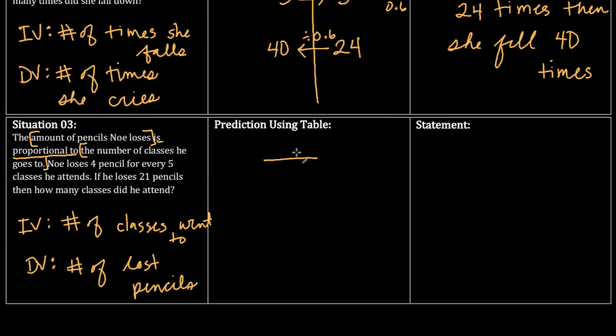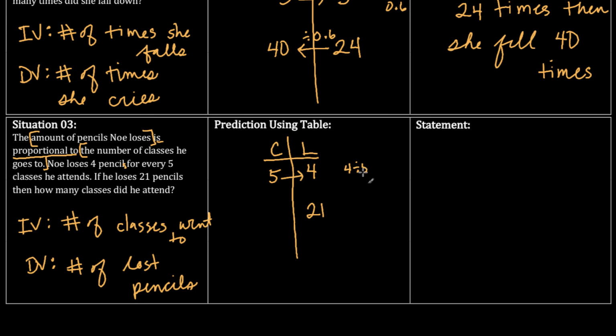So let's make a table. The topic variable is the number of lost pencils. So L for lost pencils will depend on the number of classes he went to. Noah loses 4 pencils for every 5 classes he attends. He lost 21 pencils. All right, so let's figure out what we multiplied by here.